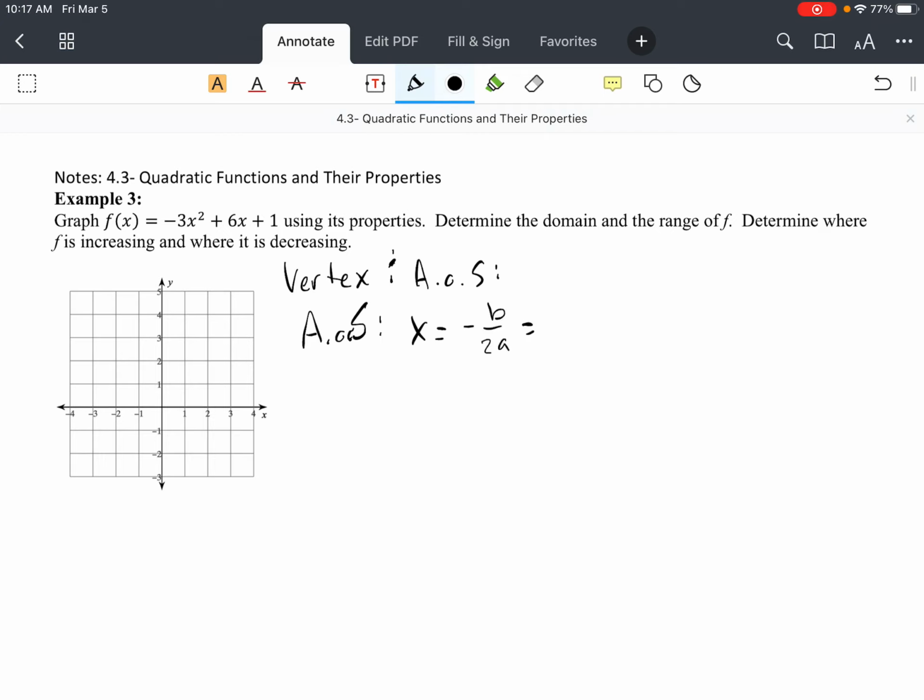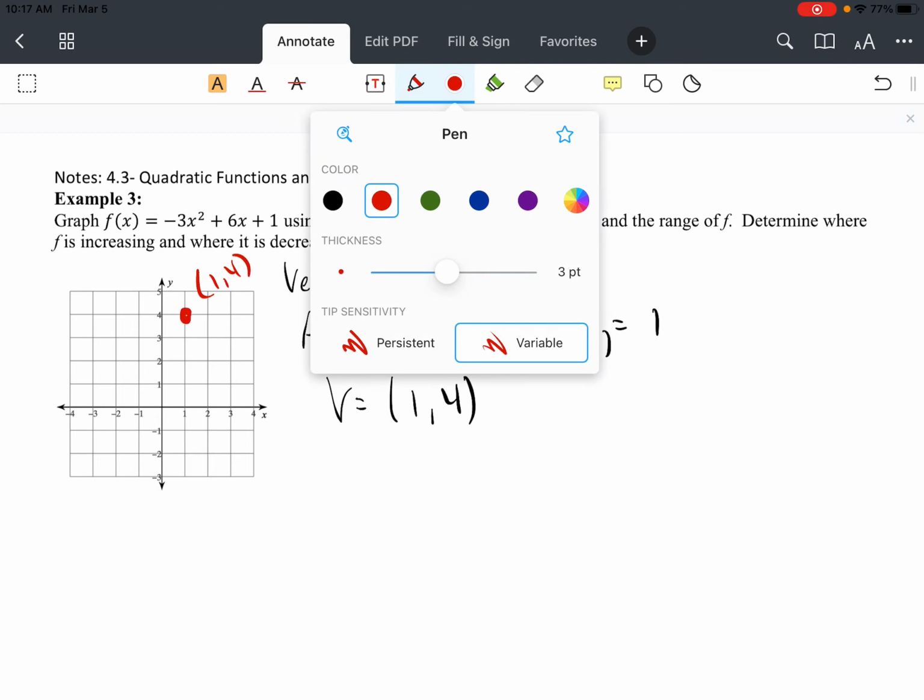negative b over 2a. Our b is 6, so we've got negative 6 over 2 times a, which is -3. We've already done this together in the example before this, so we got an axis of symmetry of 1, and we can go ahead and calculate the vertex. The vertex is going to be (1, 4). Again, we're just pulling this from example number 2. So I'm going to plot this on our graph. (1, 4) would be right here. That's our vertex.